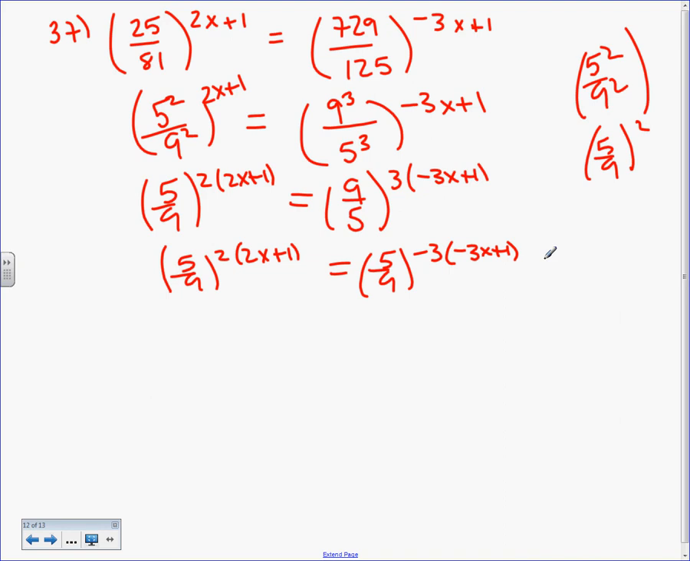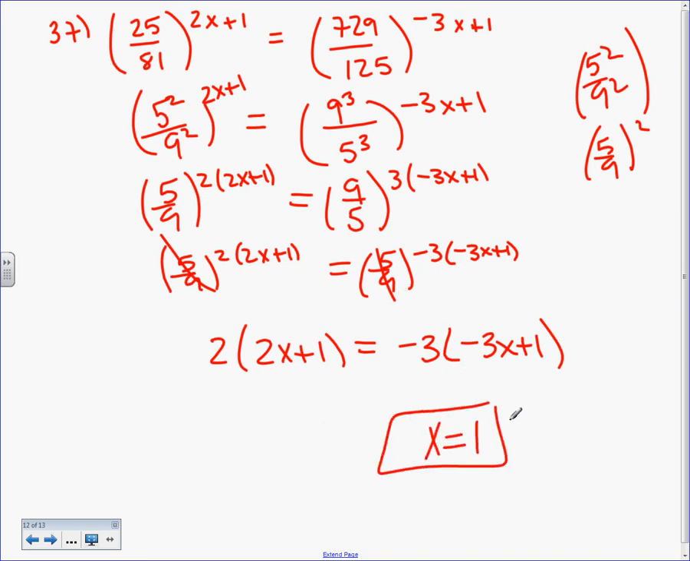Do they match now? Yeah, 5/9 and 5/9, our bases match. So I have 2x plus 1 equals negative 3, negative 3x plus 1. No matter how confused you were above what I've written right now, everybody can do that. So go ahead and do that. While some people are solving it, if I lost you up here, stop and ask me a question, please. Thank you. We have just enough time. Is that okay? What did you guys get for x? 1. It's an equal sign, not an inequality, so the answer is 1.